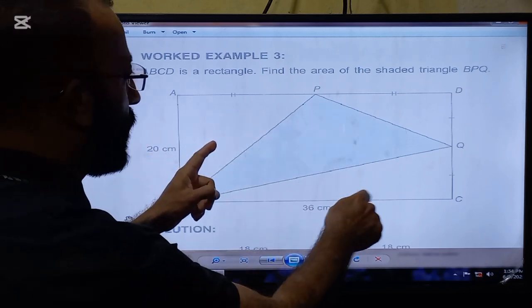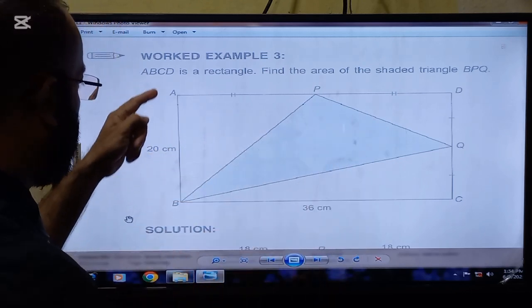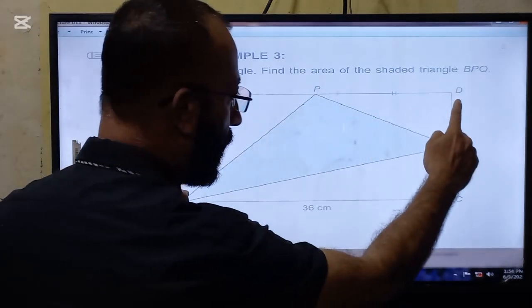Now come to the unshaded triangles. So if this is 20, now look at this side.